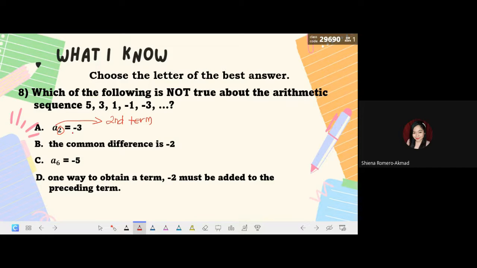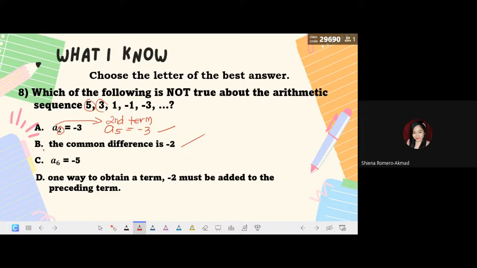Meaning, negative 3 here is the second term. Yun ang kiniklaim ni letter A. Which is not true because our second term is positive 3. First term is 5, second term is 3, and so on. Third, fourth, fifth. Okay? So, kung sinabi niya siguro na 1, 2, 3, 4, 5, ang fifth term, ang negative 3, that would be correct. Pero sinabi niya second term, that became false.